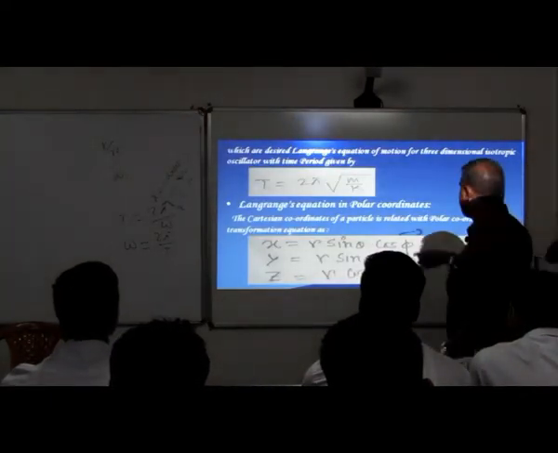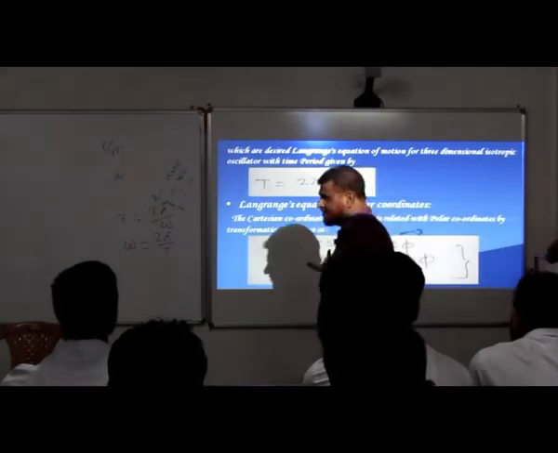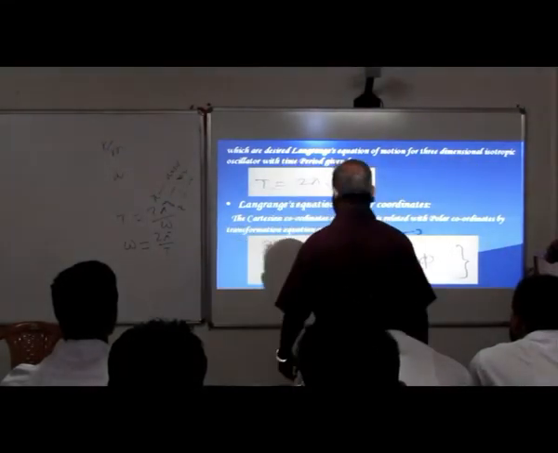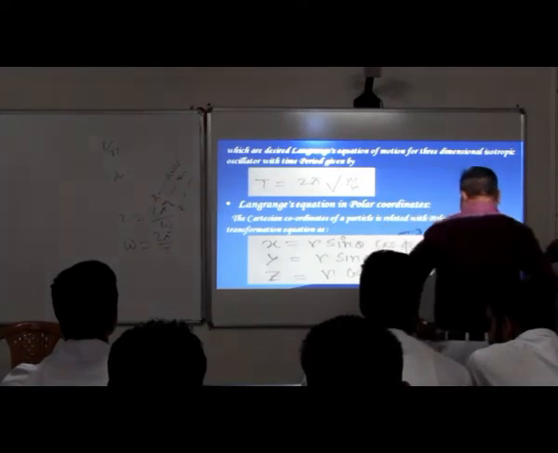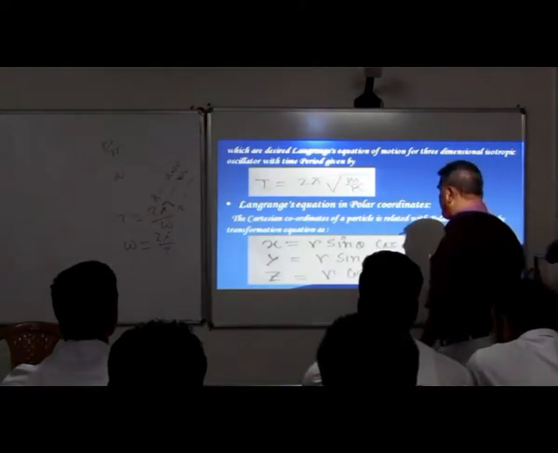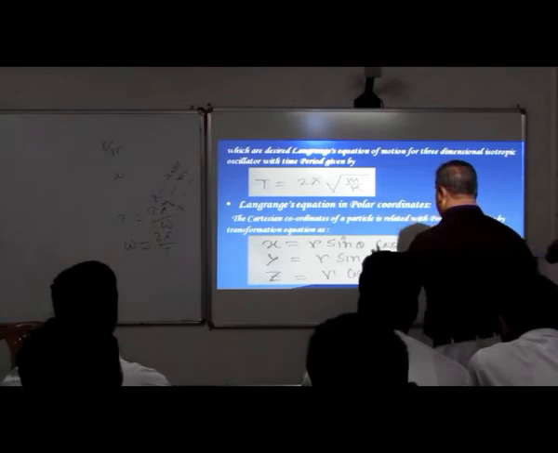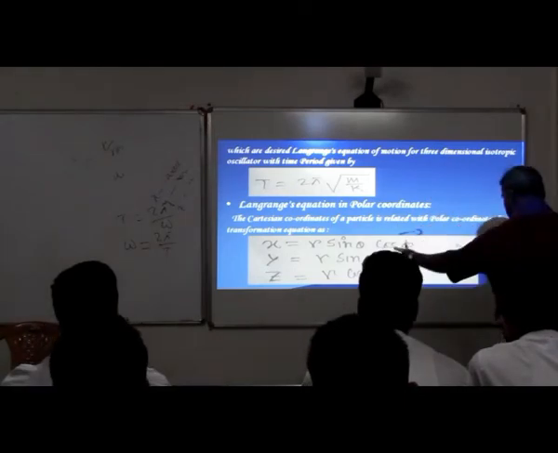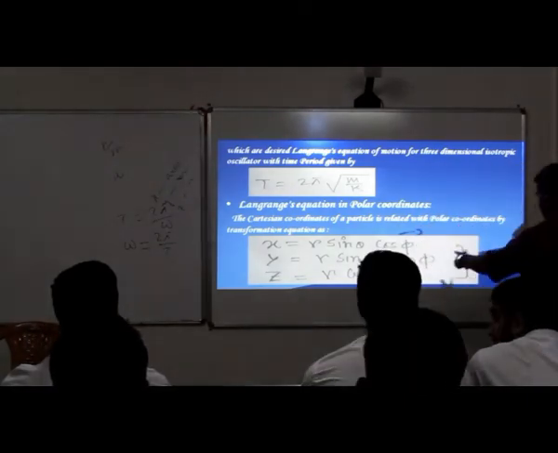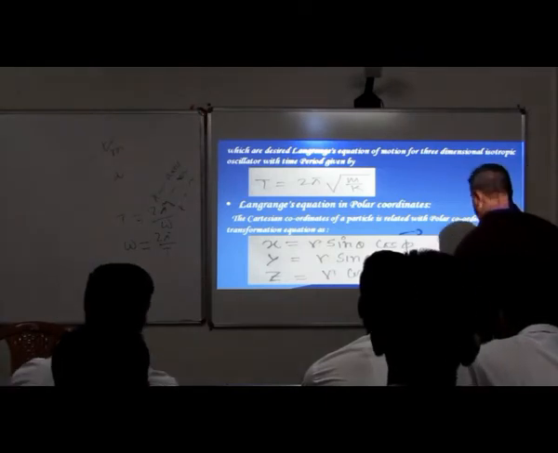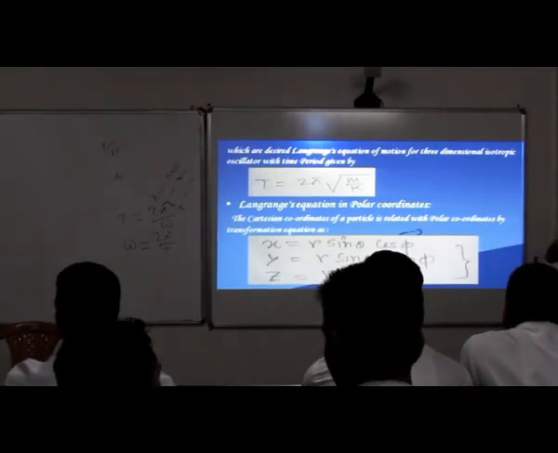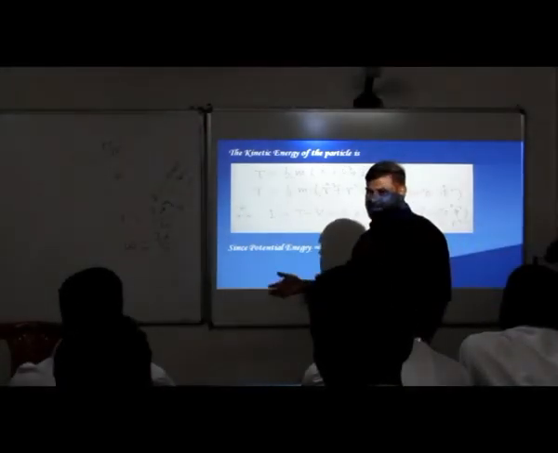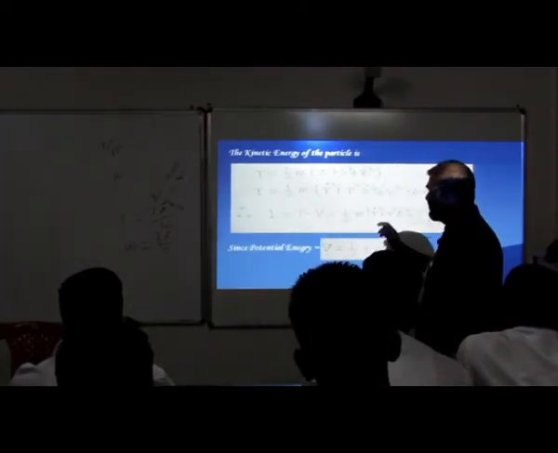The Lagrange equation for plane polar coordinates can also be deduced like that. The Cartesian coordinates of a particle are related to polar coordinates by the transformation equations: x is equal to r sin theta cos phi, y is equal to r sin theta sin phi, z is equal to r cos theta, and so on. And from these expressions, we get the Lagrangian. Okay, L is equal to T minus V.